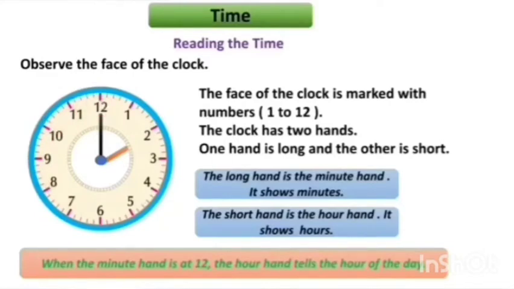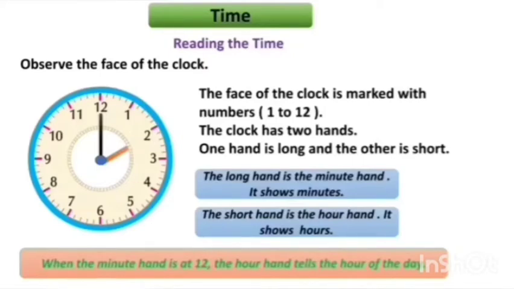The clock has two hands. One hand is long and the other is short. The long hand is the minute hand. It shows minutes. And the short hand is the hour hand. It shows hours. When the minute hand is at 12, the hour hand tells us the hour of the day.